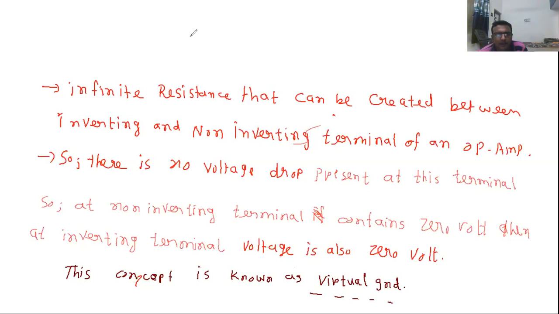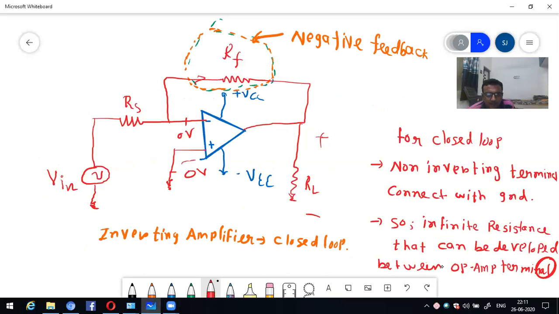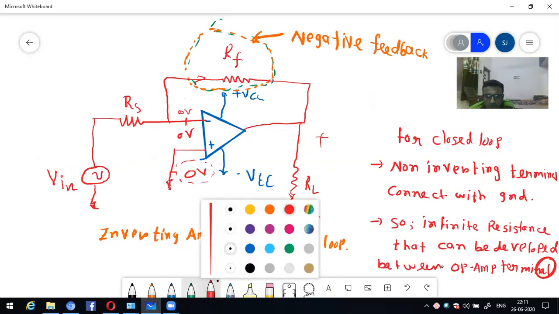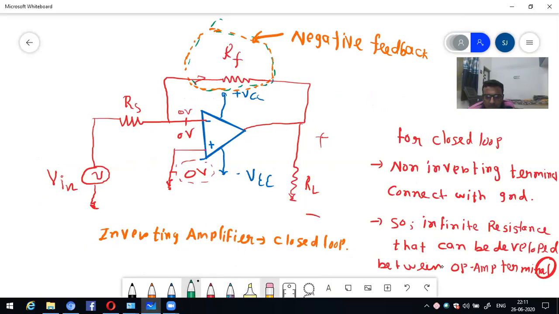See this figure very carefully, whatever I have shared here. If here it is 0 volt, then due to the infinite resistance present between the inverting and non-inverting terminals, here it is inverting, here non-inverting, so here also 0 volt. This is the concept which leads towards the concept of virtual ground.